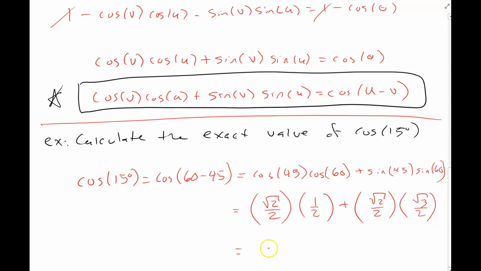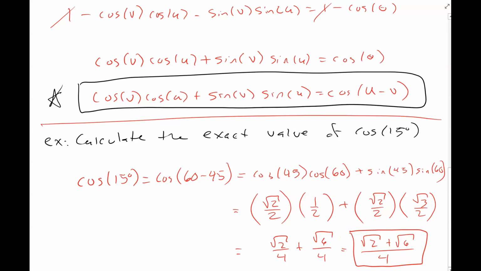So if I simplify this down, I have root 2 over 4 plus root 6 over 4. So I would just write this as root 2 plus root 6 all over 4. Not bad, right? That's the answer. That's your exact value. Notice we did that without having to use a calculator.